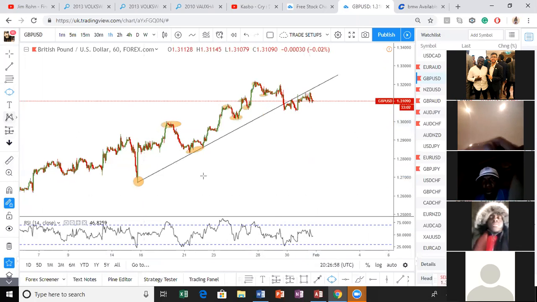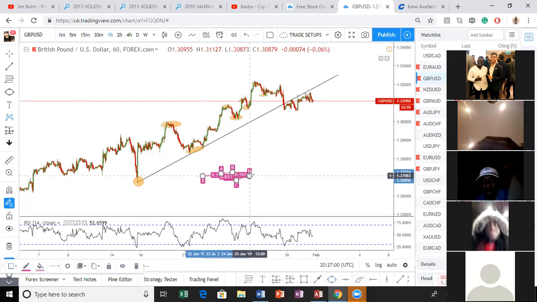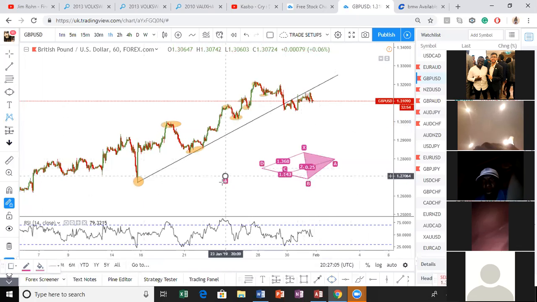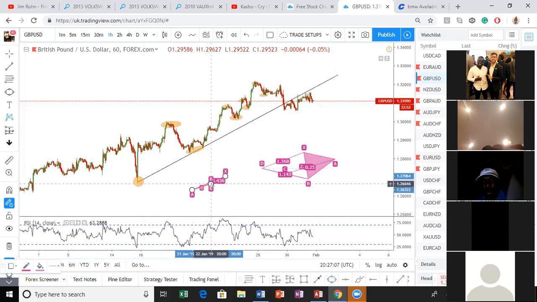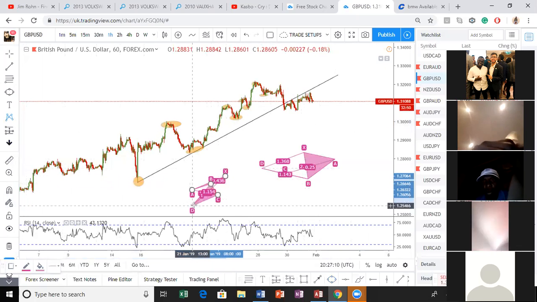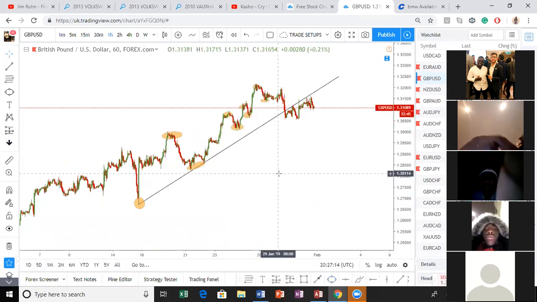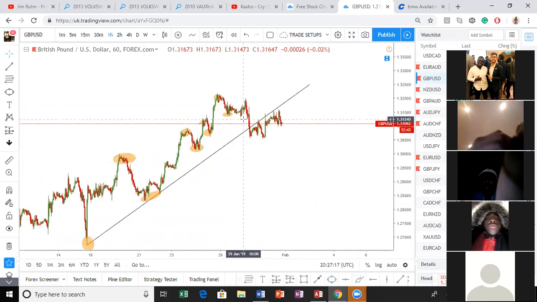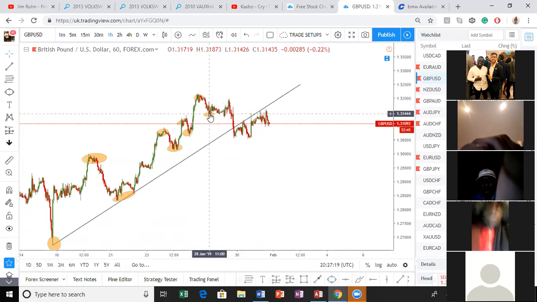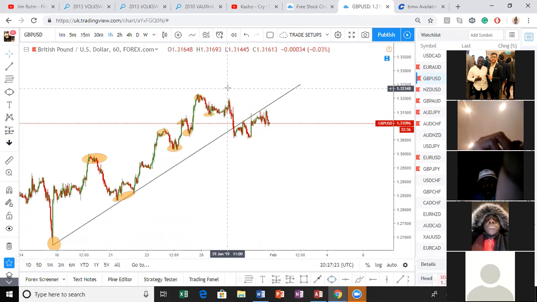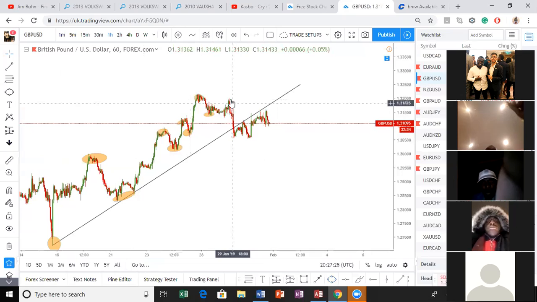Let me get rid of this. As soon as you see it made a high high and a higher low, everyone was expecting it was supposed to make a higher high, then continue the trend. But what happened? It failed to make a higher high. It failed to make a higher high.